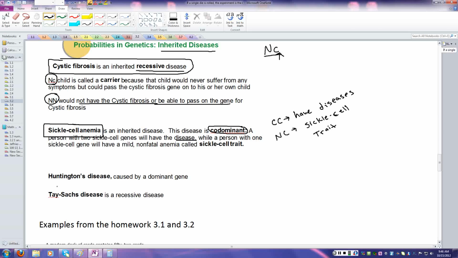There's two other types of diseases that might come up in WebAssign, and that's Huntington's disease, and it's caused by a dominant gene. So if you're NC, you have it. You have Huntington's disease.